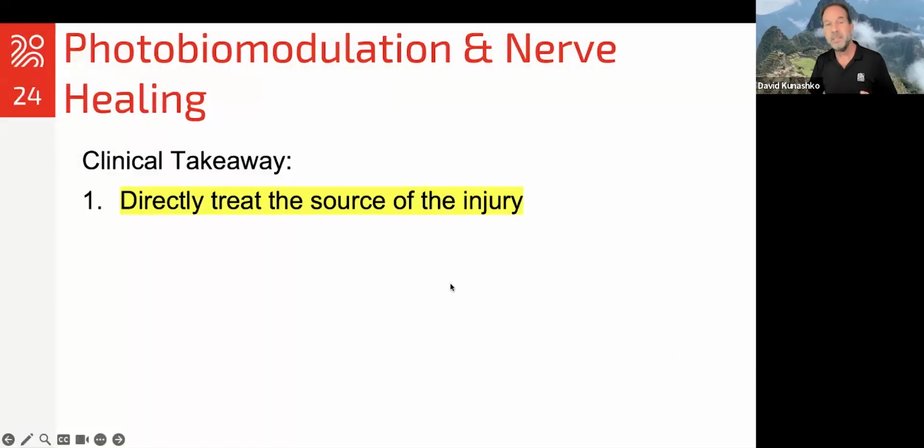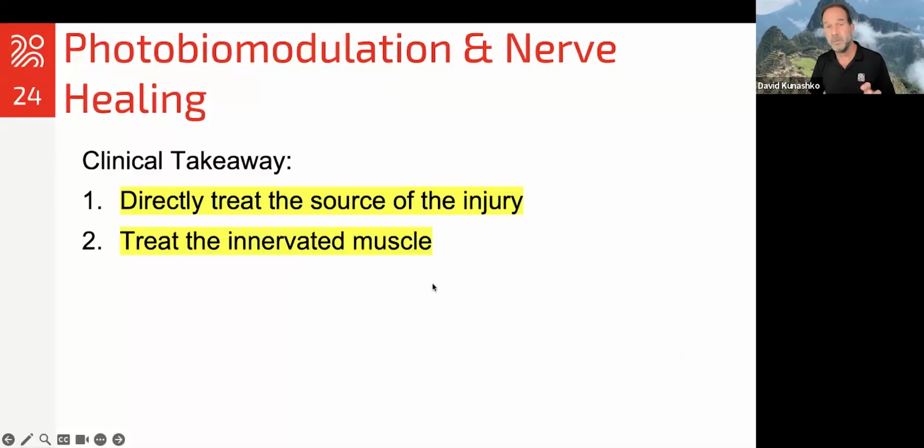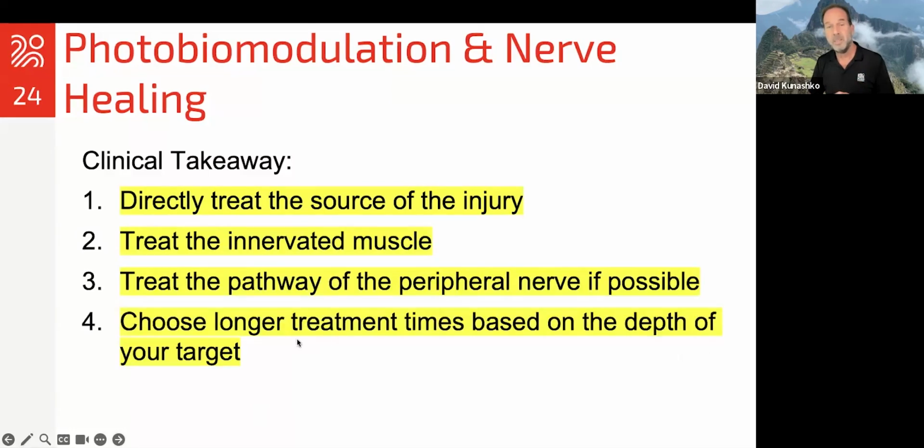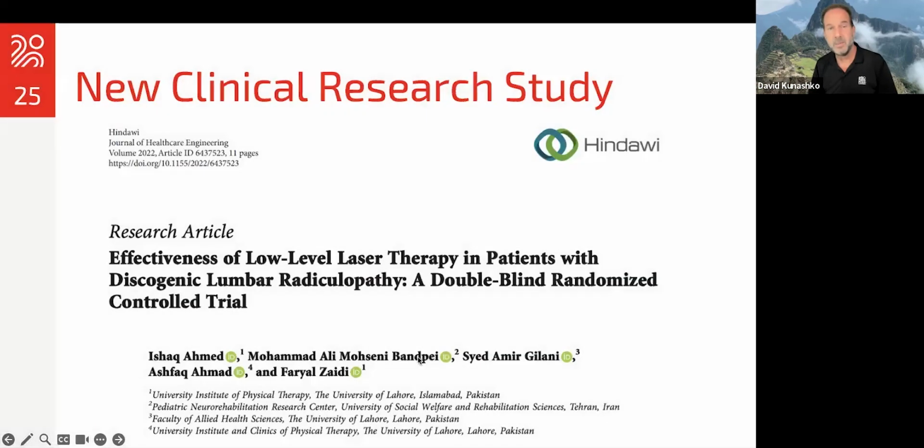The clinical takeaway here is that you want to directly treat the source of the injury, treat the innervated muscle. You want to treat the pathway of the nerve if possible, and you want to choose longer treatment times based on the depth of your target. So, if I have a very large person, I might need to treat longer than someone that's not as large, right? That's what I'm talking about. So that's important to understand as well.